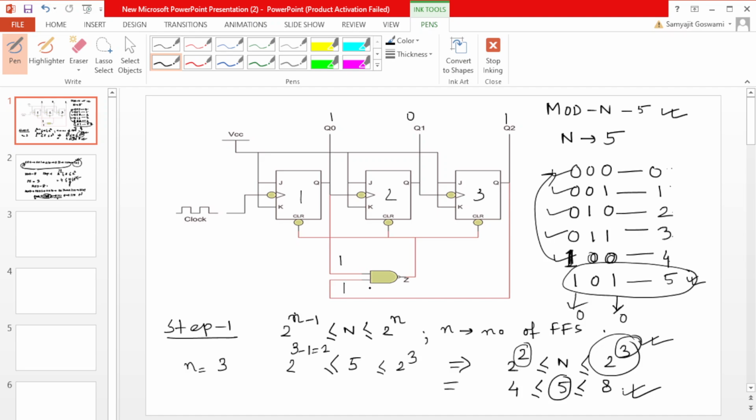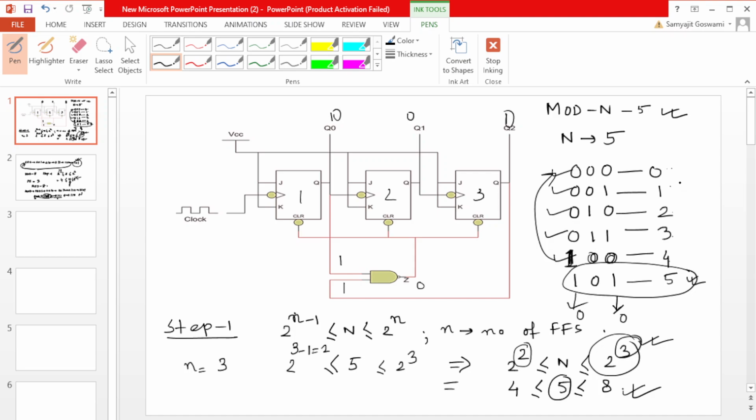And all of you know, if all the inputs of a NAND gate are 1, then the output goes 0. So the output of the NAND gate we will connect to the clear button. Clear means all flip-flops will be 0 0 0.